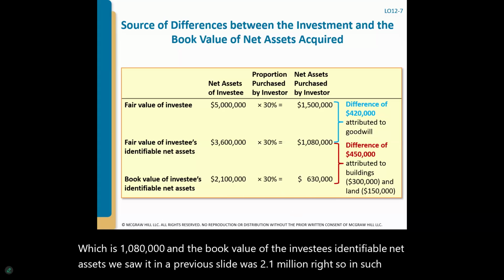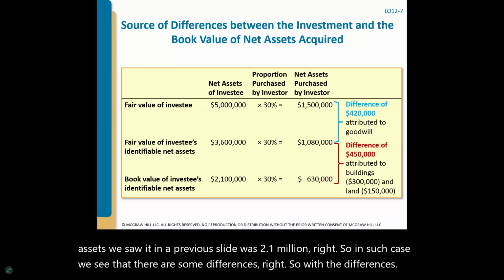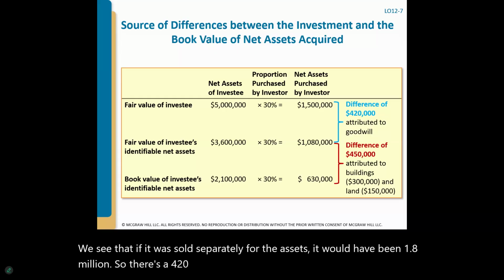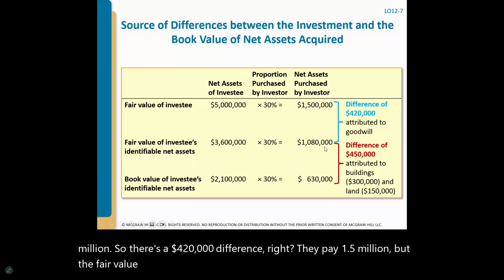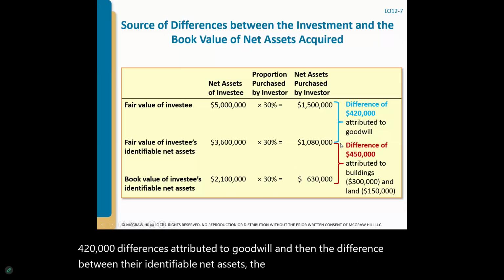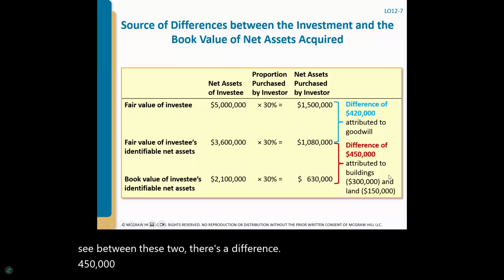In such case, we see that there are some differences, right? If it was sold separately for the assets, it would have been 1.8 million. So there's a $420,000 difference, right? They pay 1.5 million, but the fair value, the proportionate amount, would be 1,080,000. So there's a 420,000 difference that's attributed to goodwill. And then the difference between their identifiable net assets, the fair value and the book value, there's a difference of $450,000. In such case, they attribute a portion to the building and then a portion to the land.